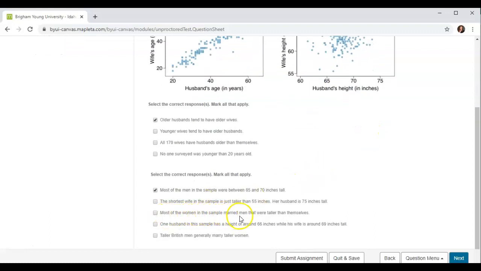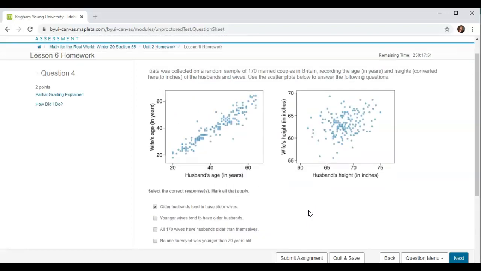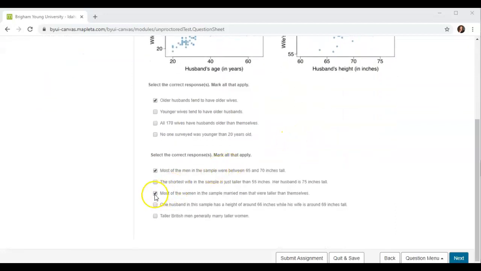Next, most of the women in the sample married men that were taller than themselves. So we just need to find that some of the women were taller than their husbands. So if we have some of these women taller than their husbands, but actually there's only a few, right? She's 69 and he's about 66. We're getting really close to the same height here, and actually we can even see that here. The men are starting at a much higher height than here. So I would say, yeah, in general, most of them do.